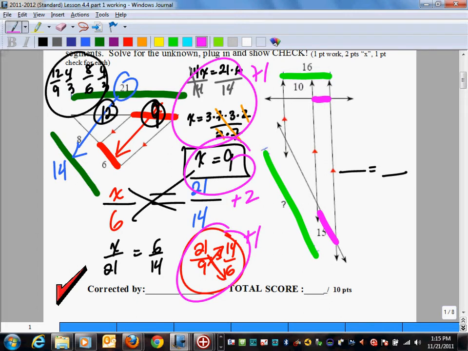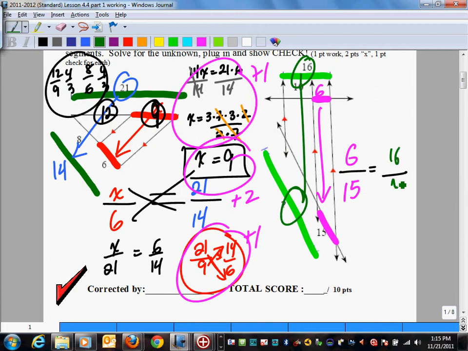The answer is 9 because of this proportion. Okay, over here, we have an unknown here. The unknown is 6 because 16 minus 10. So I'm going to go 6 over 15 equals 16 over unknown.